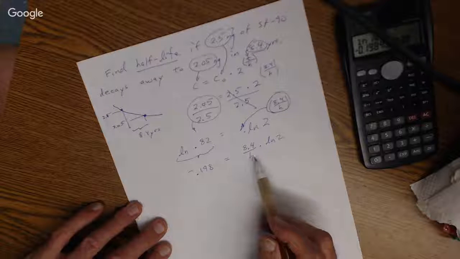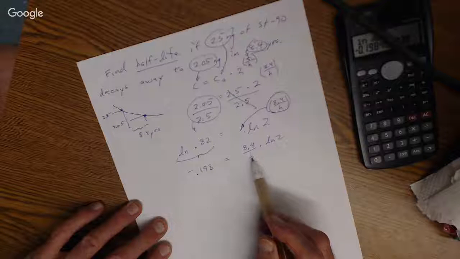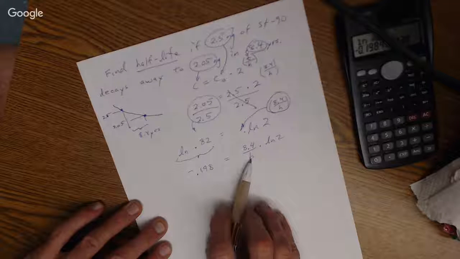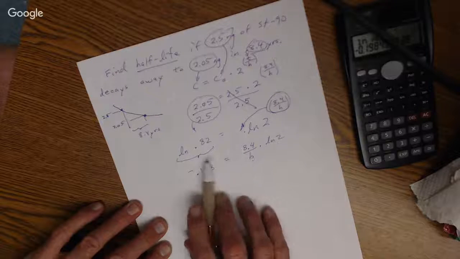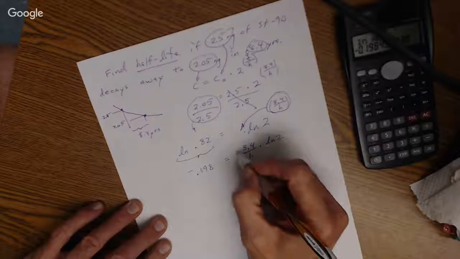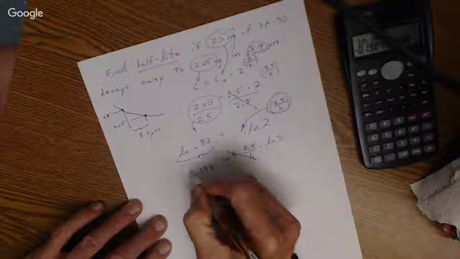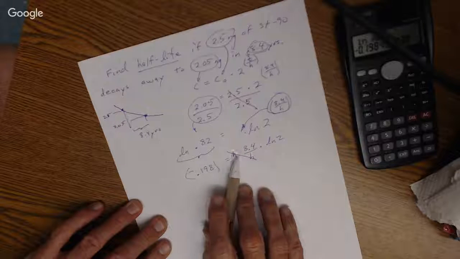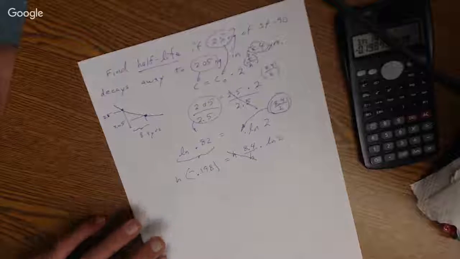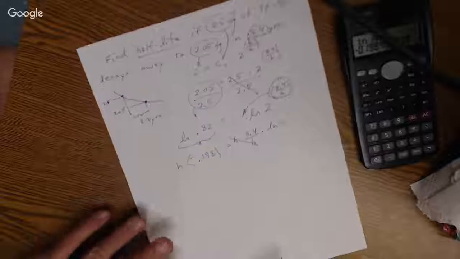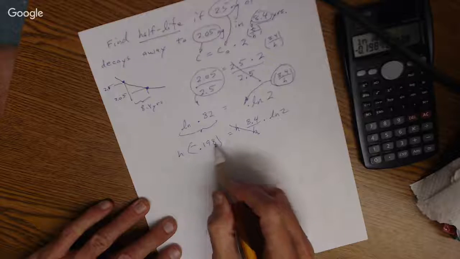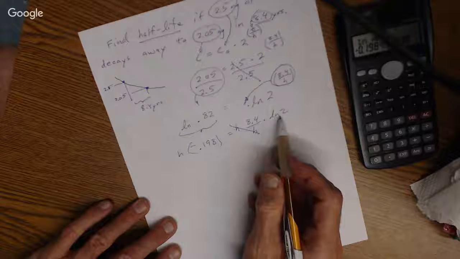What makes this a little bit tricky is I'm solving for h, which is in the denominator. I've got to get it out of the denominator into the numerator, to solve for it. So the easiest way to do that is to multiply both sides by h. When you multiply here in the numerator by h, it cancels out that h in the denominator, and I multiply over here by h also. So what I have now is h times negative 0.198 equals 8.4 times ln2.